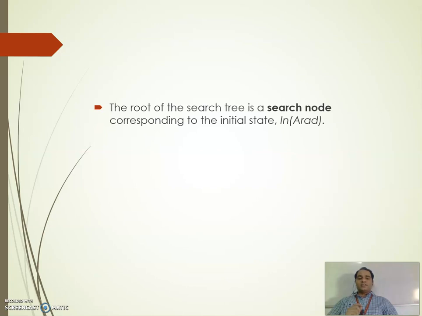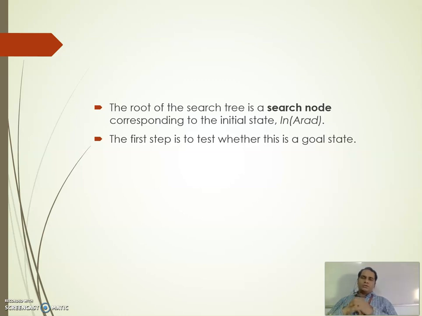So the root of the search tree is a search node corresponding to the initial state. In the case of the Romania map that we have observed, it can be taken as Arad. That is the search node from where we start our search. That becomes the root of the search. The first step is to test whether this is a goal state. Now let us suppose that I want to reach Hyderabad. I am already in Hyderabad, so I need not search further.